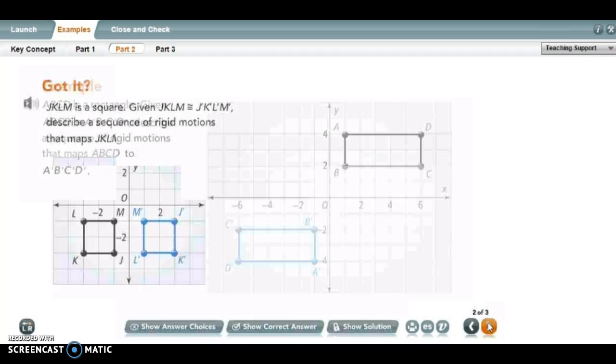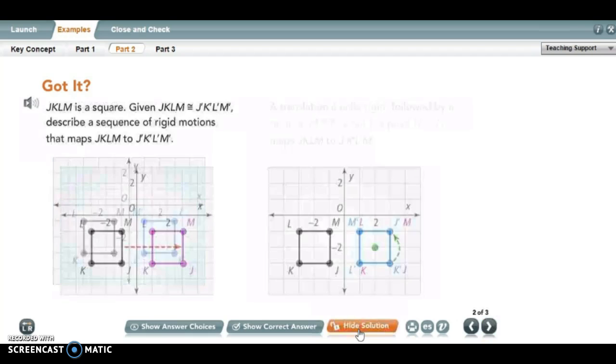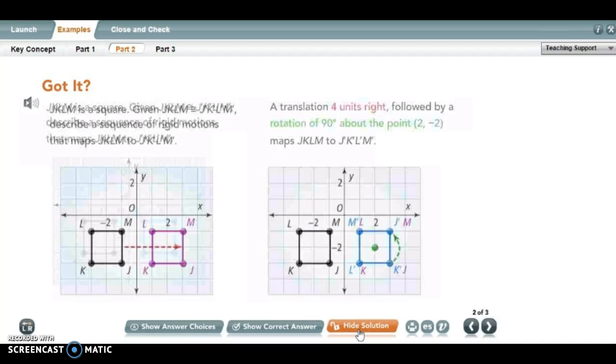Let's look at our next one. This is a square. We want to go from JKLM to J'K'L'M' and figure out what that sequence is going to look like. You have a couple of options on this one too. You could go ahead and translate it 4 units to the right, and then you could rotate it around 90 degrees in place. This time the center of rotation is actually inside the square instead of at the origin. So this little green dot right here shows that it has just spun in place. So it's moved over to the right and then it's just spun in place.